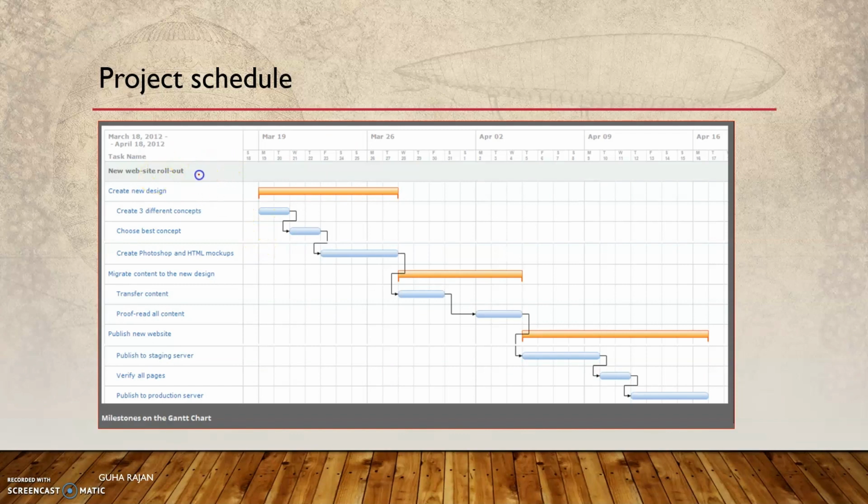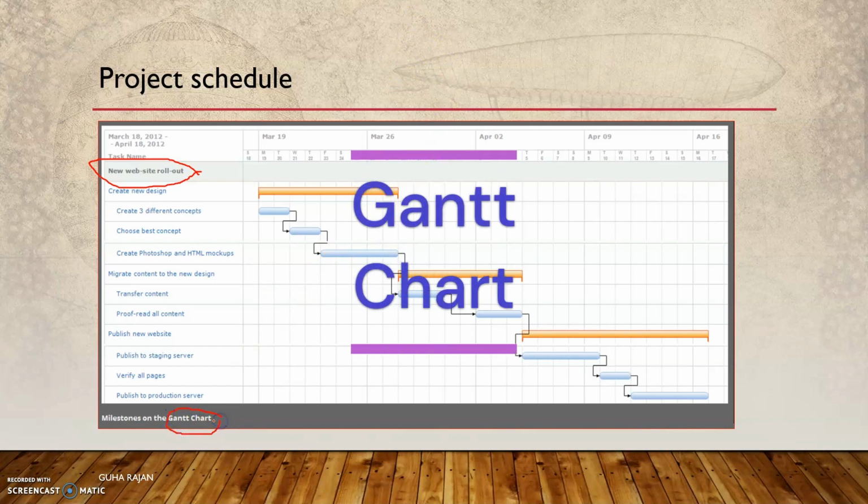This is again for the website rollout. Here you have all the activities one after the other, but in real life it may so happen that you need to start two of the activities, and then on completion of two or three activities, you start the next subsequent activity. So this is the project schedule, and this is called a Gantt chart. It is very important in project scheduling.